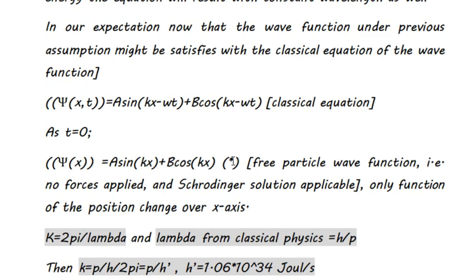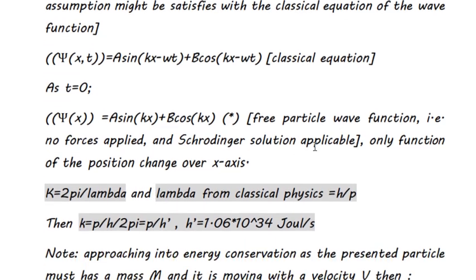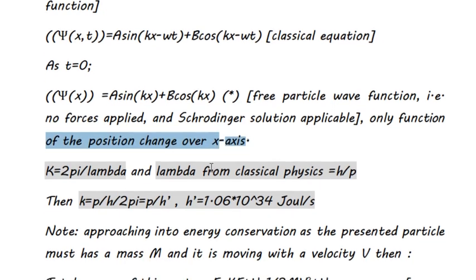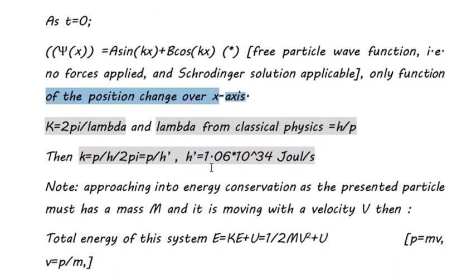So this is equation 1. It's a free particle wave function, i.e. no forces applied and Schrodinger solution applicable. So this could be one of the solutions for the Schrodinger equation. It is only a function of the position change over the x-axis. So it's an x-dependent function. It's independent of other variables like time.